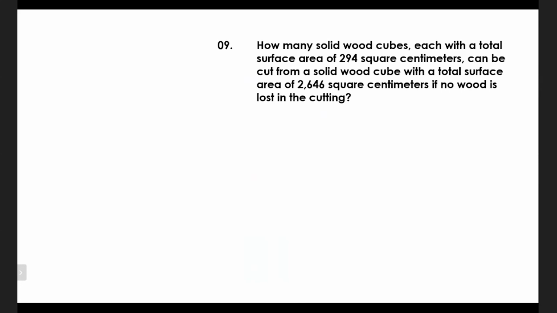How many solid wood cubes, each with a total surface area of 294 square centimeters? Surface area is 6 into side square, that is 294. So side square is 294 by 6, which is 49. So a equal to 7, we got.